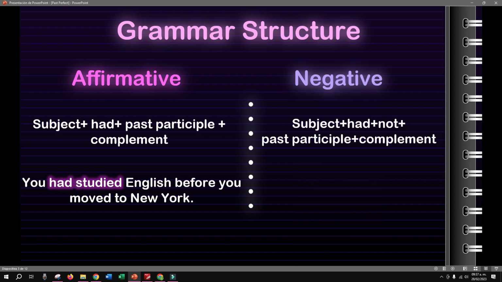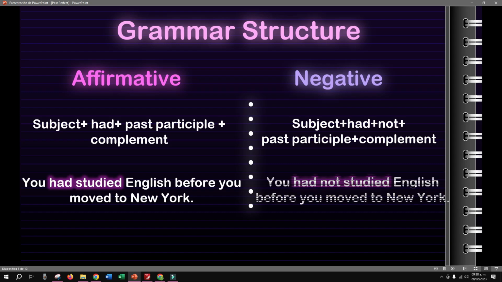Also, you have the negative form: subject plus had plus not plus past participle plus the complement. So, you had not studied English before you moved to New York, right? So, subject, then had, and the word not. This is a negative one. And the verb in past participle, complement, and so on, right? So, that is for the negative form.